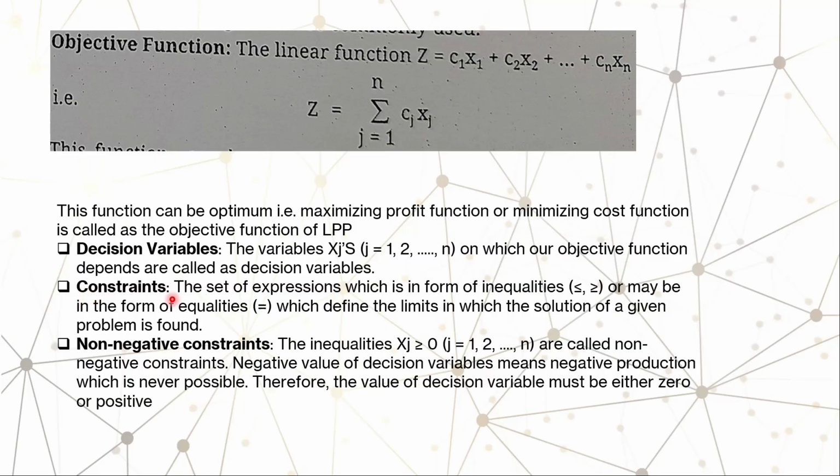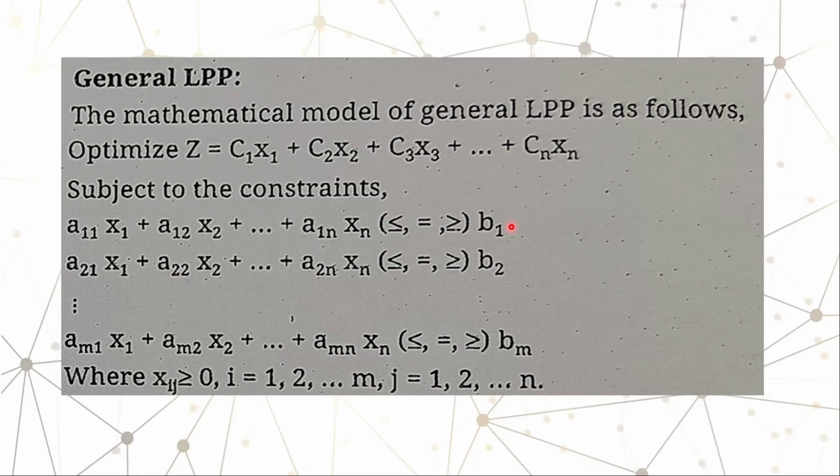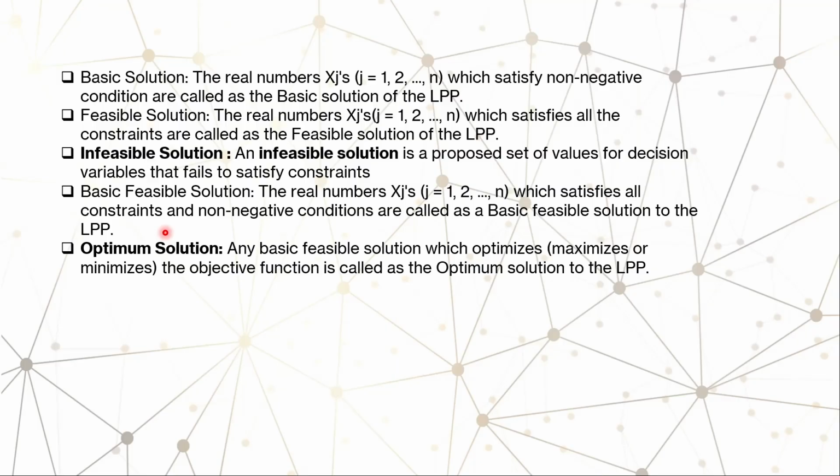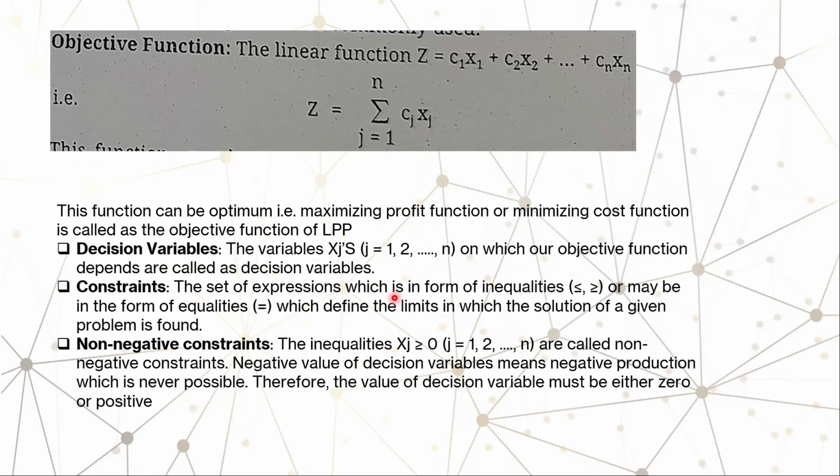The next terminology is constraints. Now what are constraints? They are nothing but the restrictions which we have seen here. This is the first restriction, this is the second restriction, and it will go on. In the exam you will get a maximum of 3 constraints to solve, but it also depends on the type of the functions. So the set of expressions in the form of inequalities, that is less than or equal to or greater than or equal to, or maybe in the form of equalities, defines the limit in which the solution of the given problem is found. These are the constraints in which you are going to get the values of your variables.